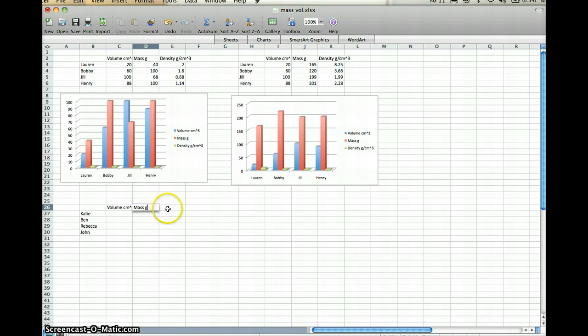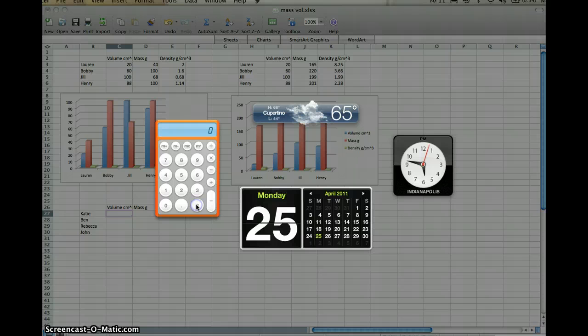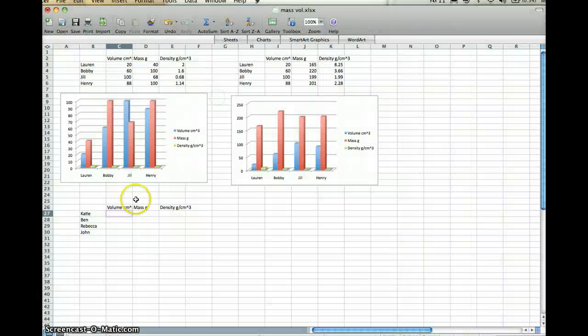Mass is in grams, and density we know is grams per centimeter cubed. So by computing the length, width, and height of each suitcase, you'll be able to find the volume. So we could say Katie's suitcase had a length of 6 centimeters, a width of 25 centimeters, and a height of 2 centimeters. So that makes it a volume of 300.